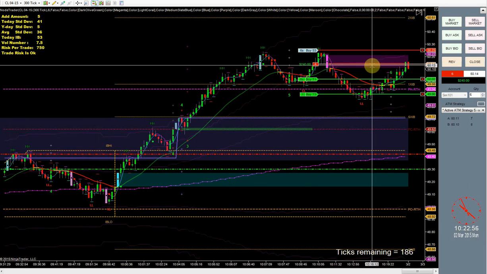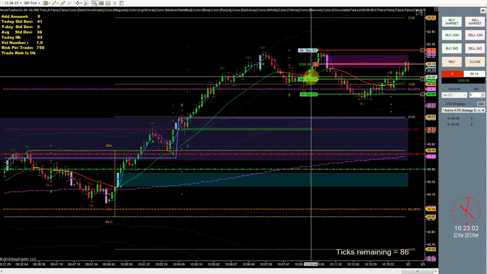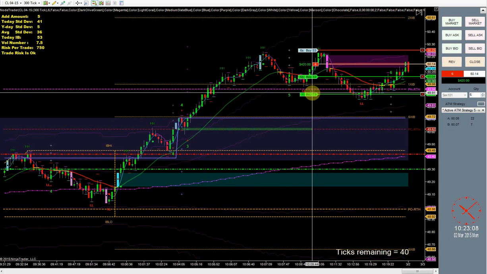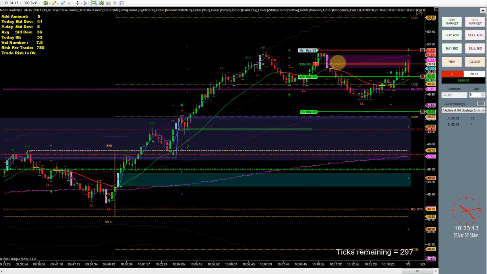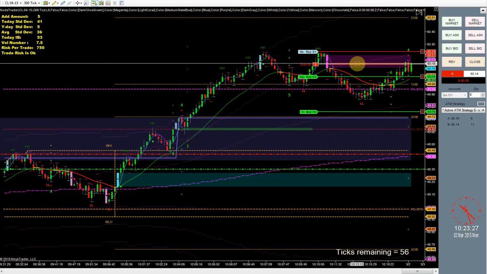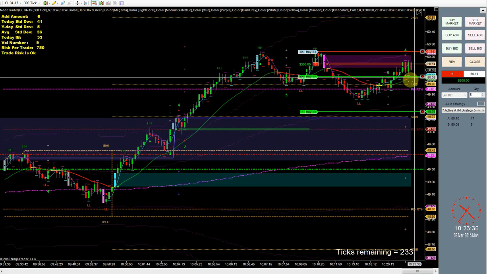Alright, let's see here. So 1-4, we should be at 0-4. That's not right. And then we're gonna leave a runner on. Crude oil trade. Hopefully this selling zone and selling low volume node will hold here. We did get a push down, but we were about 2 ticks away from our take profit.